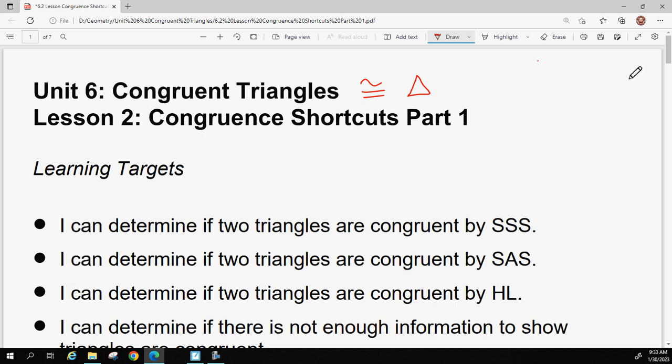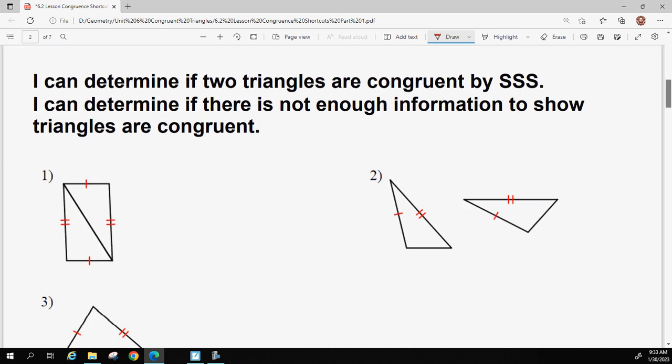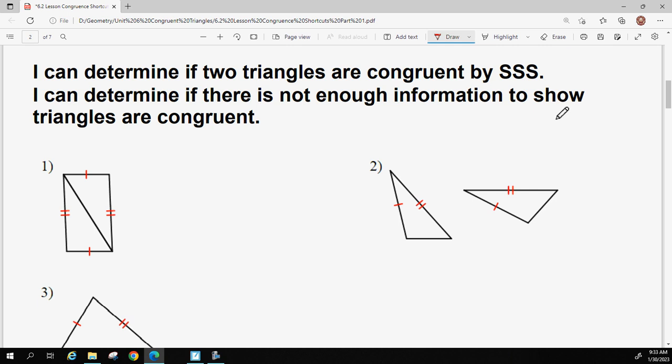So we have several ways. We'll talk about a few in this lesson, and then a few in the next lesson. The first way to show that two triangles are congruent by only knowing a few things would be this SSS, Side Side Side, shortcut.